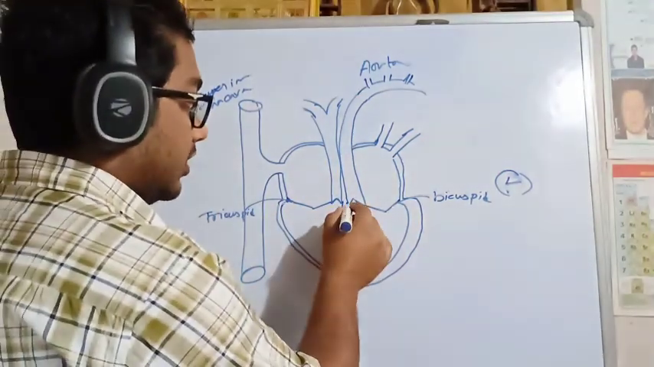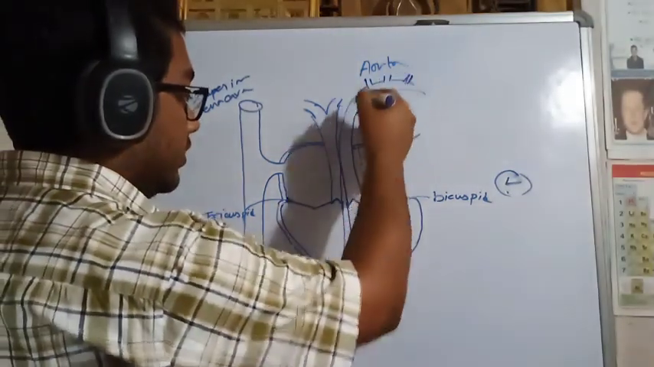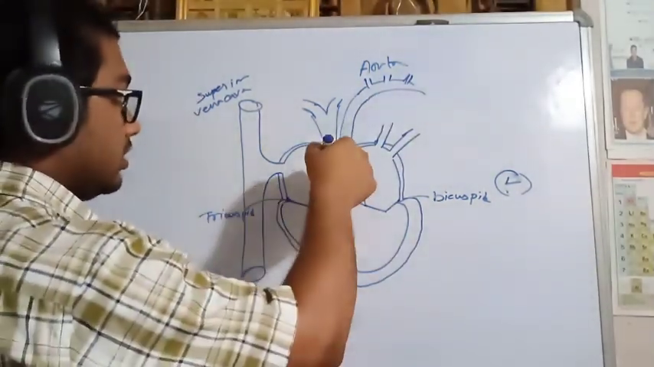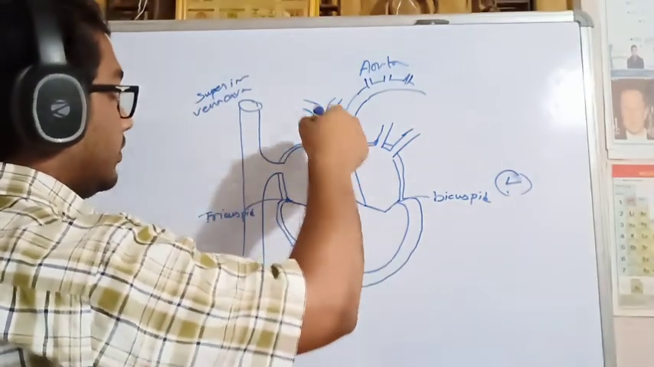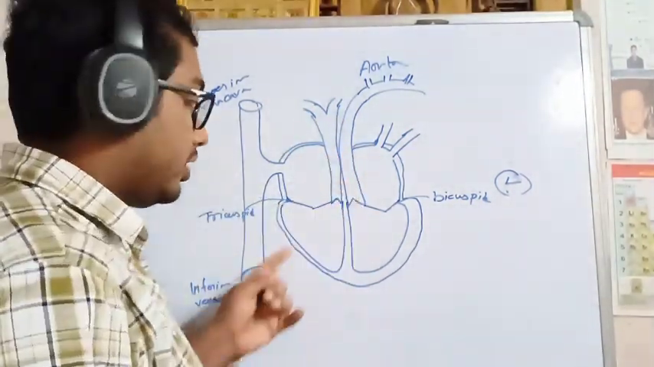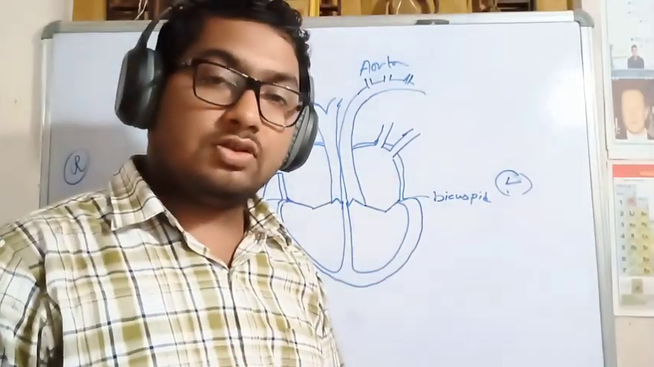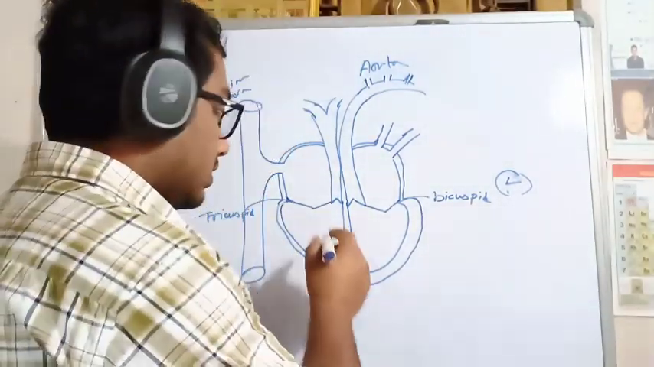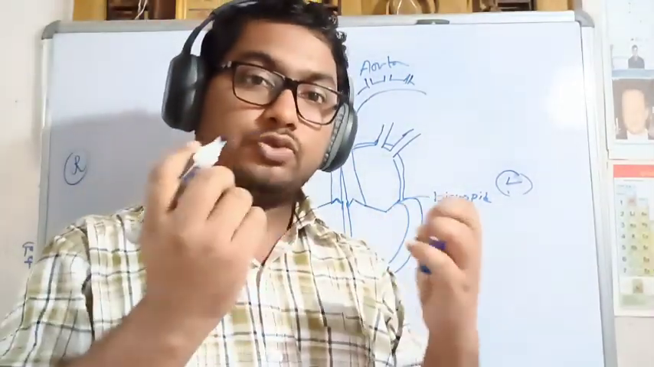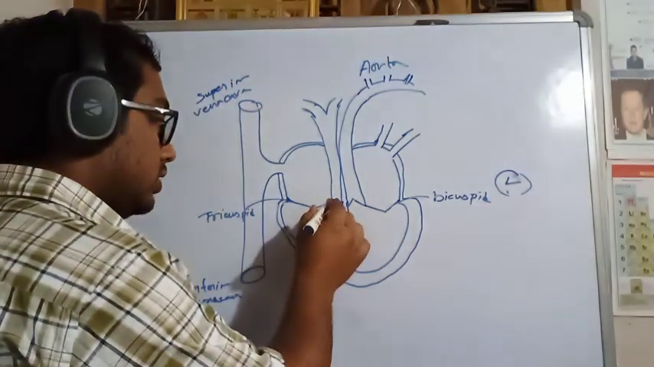This valve is called the artery valve because it is between the artery and the ventricle. It is called the pulmonary valve because it is the pulmonary artery. Sometimes it's called the semi-lunar valve because the valves have a half-moon type structure, and they also have three cusps.